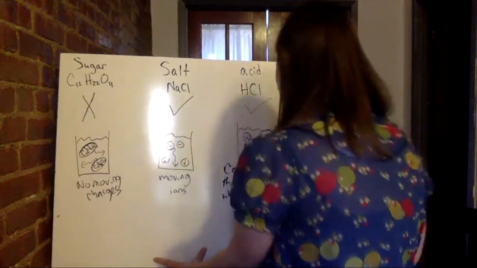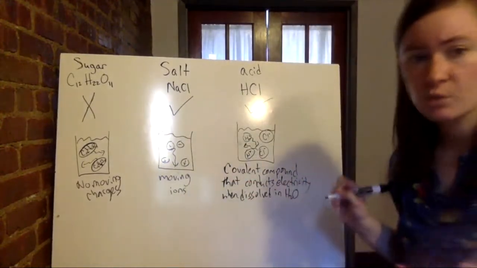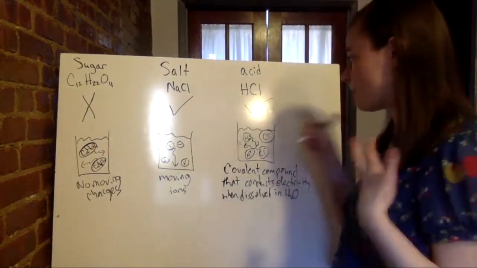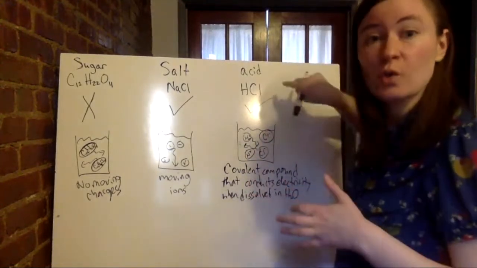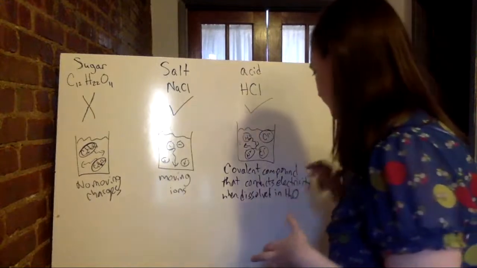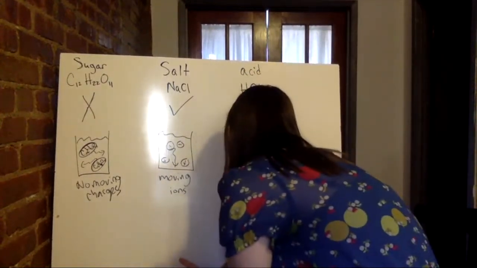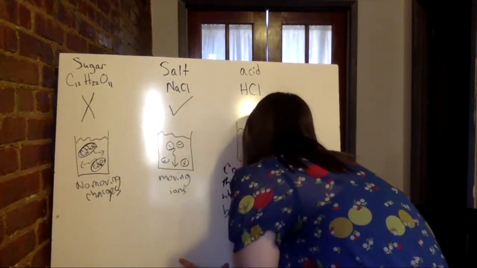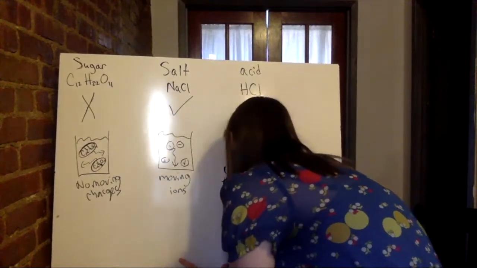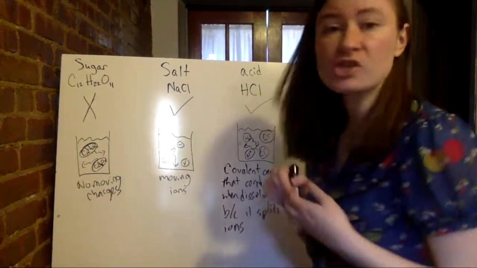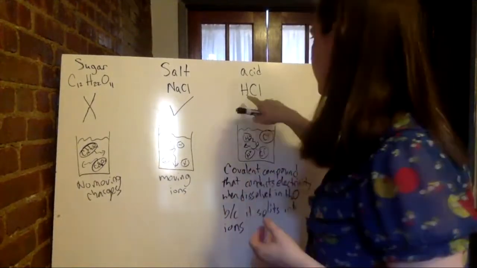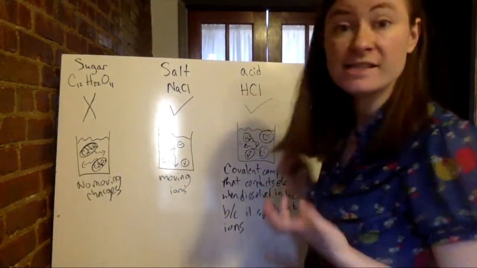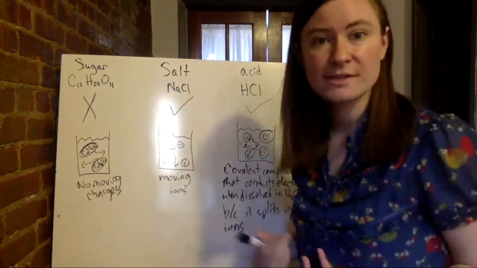It's a covalent compound that conducts electricity when dissolved in water because it splits apart into these different ions, even though it's not normally an ionic compound, right? HCl, that's considered a molecular compound with a covalent bond because H and Cl are both nonmetals.